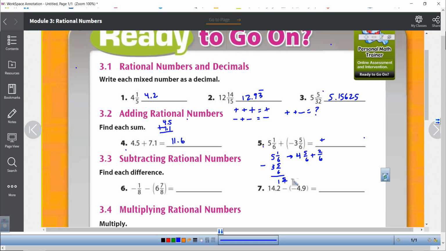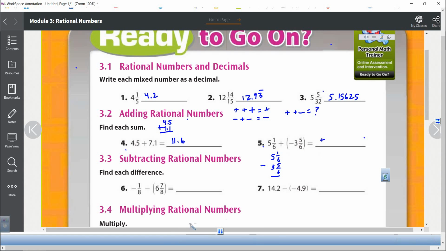That would give me 1 and 5/6 plus 2 more 6, right? And what does that give me? That gives me 2 and 7/6, or 3 and 1/6. All right, now if you're going, that didn't make any sense to me, Mr. Reeves, can you do it a different way?